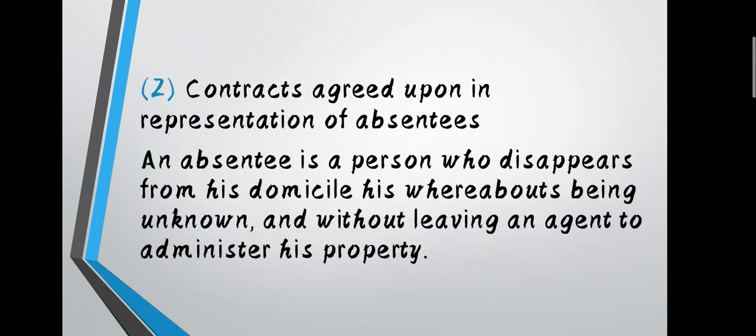Number 2, contracts agreed upon in representation of absentees. An absentee is a person who disappears from his domicile, his whereabouts being unknown, and without leaving an agent to administer his property. Ito yung pagkawala ng tao na walang pinagbilin ng property niya, so walang mag-handle ng case.